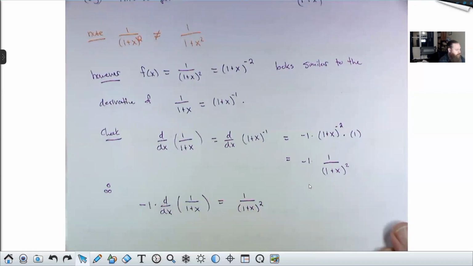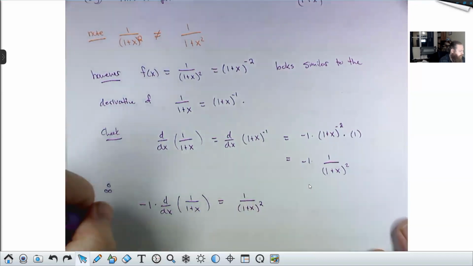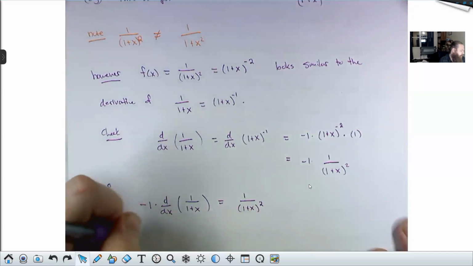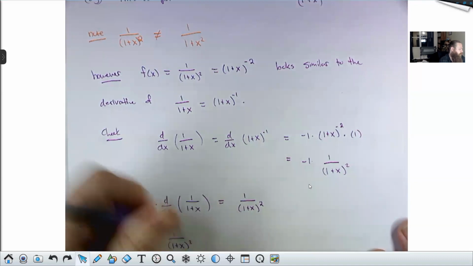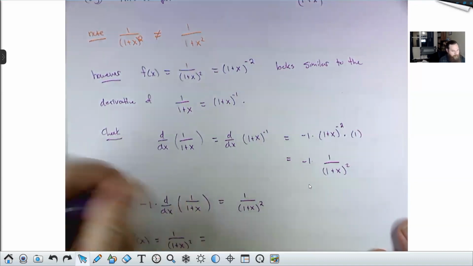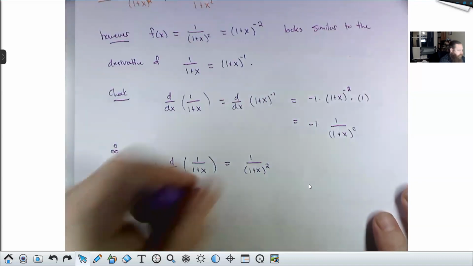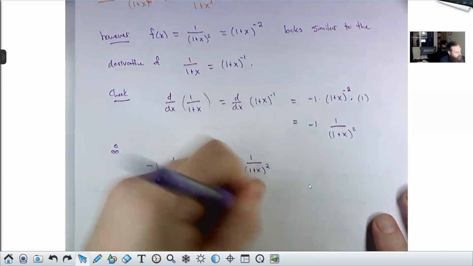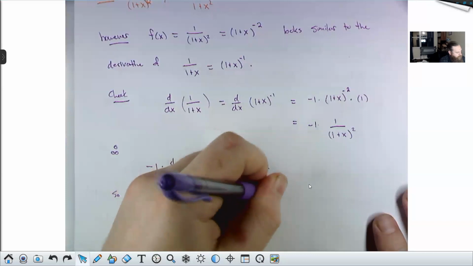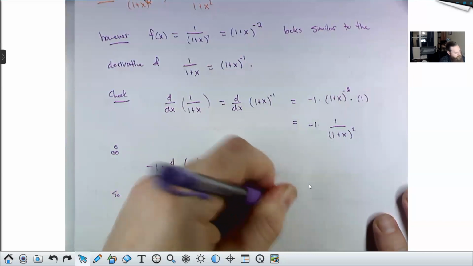But you see what I did? I just moved this negative 1 over here. I multiplied both sides by negative 1, or divided both sides by negative 1. It's the same thing. So my function, f of x, which is 1 over (1 plus x) squared, is negative 1 times the derivative d dx of 1 over 1 plus x.